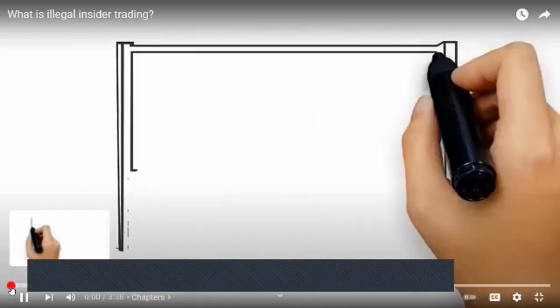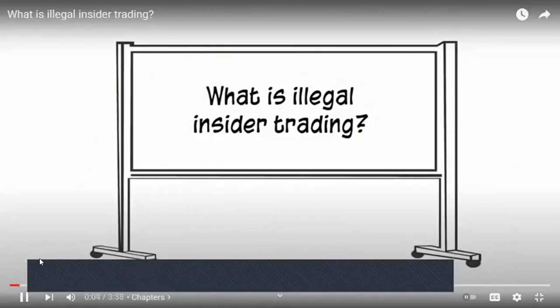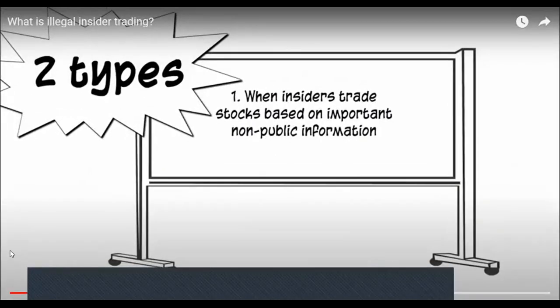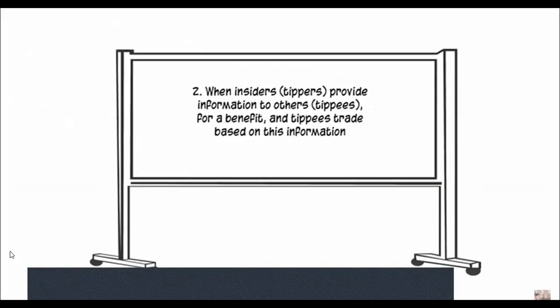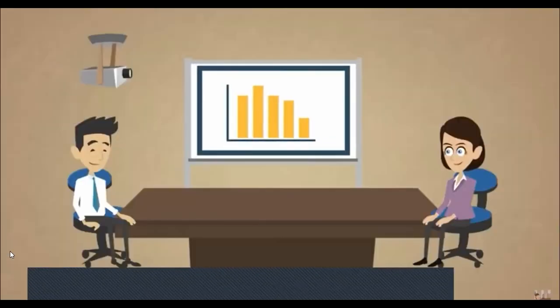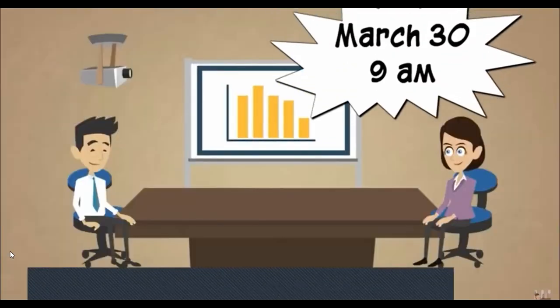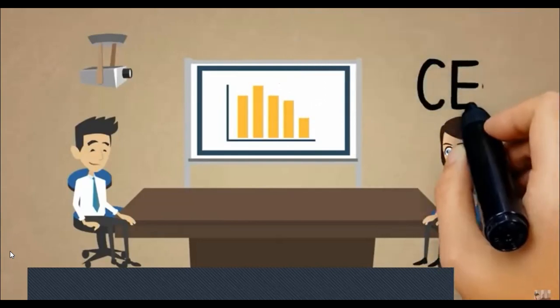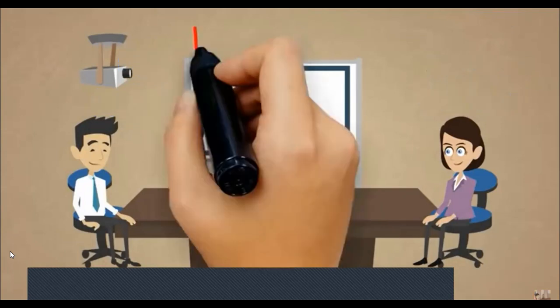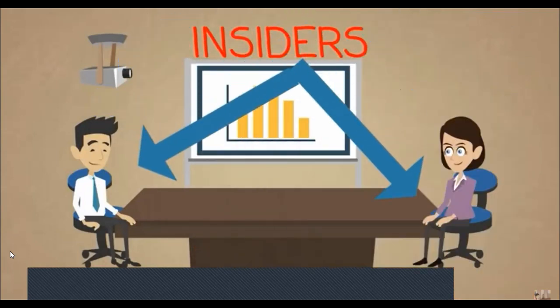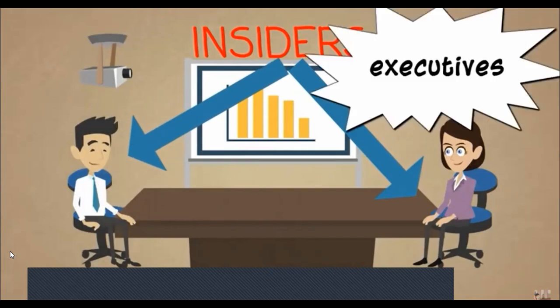Illegal insider trading. In this video, we will discuss illegal insider trading. We will discuss two situations. First, where a company insider trades stocks based on important non-public information. And second, where insiders provide important private information to people outside the company. So let's say we're at a company's important business meeting on March 30th at 9 in the morning. Attending this meeting is the company's chief executive officer and also the company's chief engineer. We would call the CEO and the chief engineer insiders.